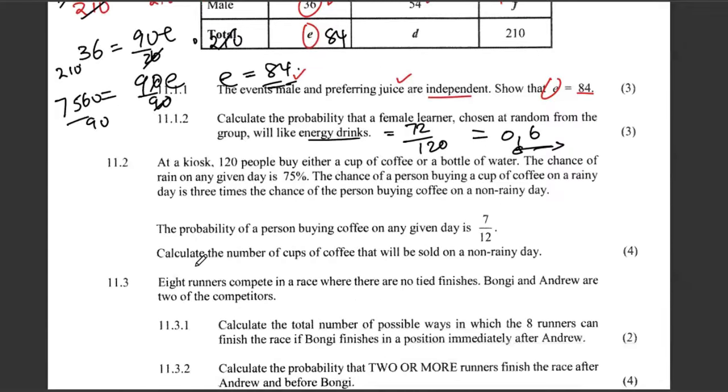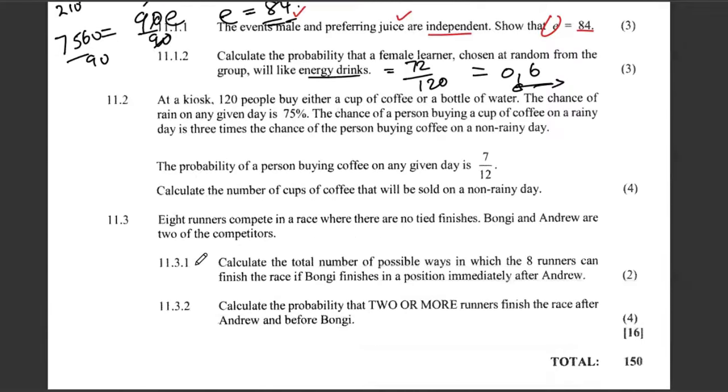Okay, then 11.2. At a kiosk, 120 people buy either a cup of coffee or a bottle of water. The chance of rain on any given day is 0.75. The chance of a person buying a cup of coffee on a rainy day is 3 times the chance of a person buying coffee on a non-rainy day. So if we are to use, let's say, a tree diagram for this, they're telling us that the probability of a person buying coffee on any given day is 7 over 12.